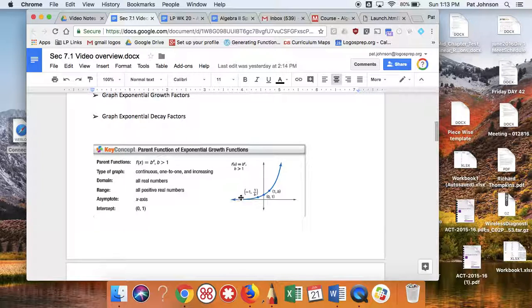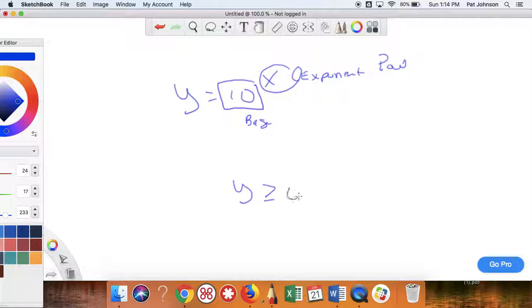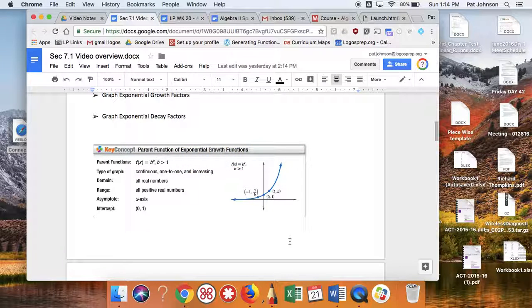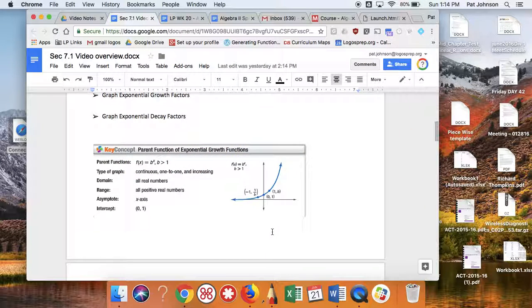The domain is going to be all real numbers, and the range is all positive real numbers, or another way of saying it is y greater than 0. Okay? Because remember, 0 is neither positive nor negative. And there is an asymptote. That is the x-axis, or more specifically, y equals 0. It's the x-axis. And the y-intercept is 0, 1.